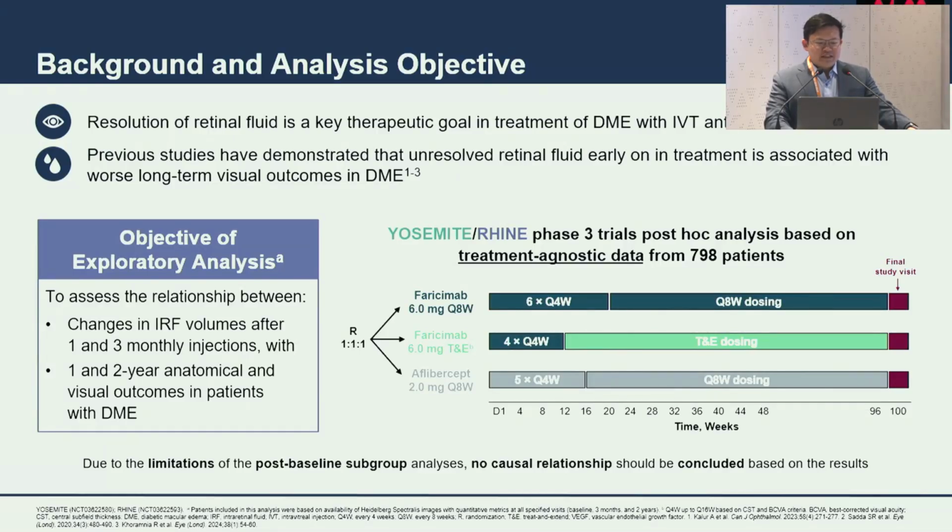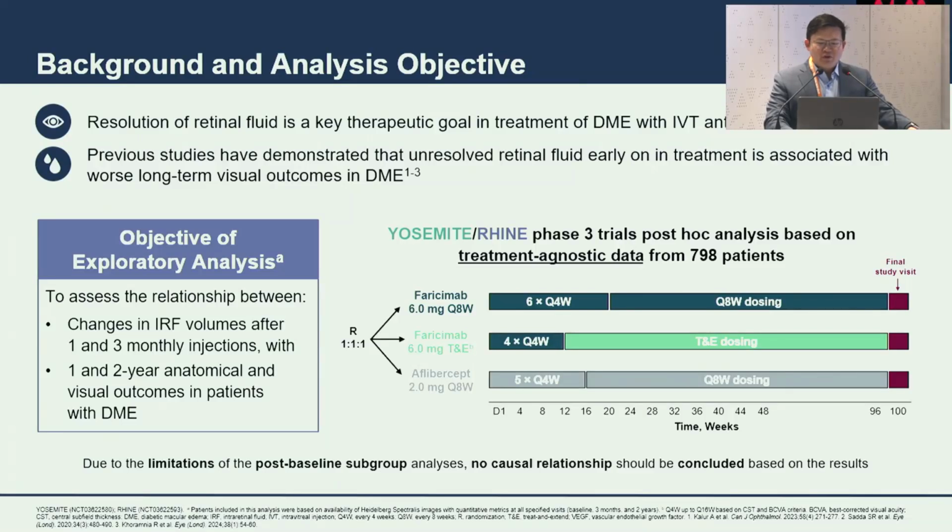The objective of this particular study was to look at the changes in intraretinal fluid volume, a little different biomarker from what has been looked at before, which was often thickness or just IRF or retinal layer thickness. And we look at these changes at 1 and 3 months and see if they associate with anatomical and visual outcomes at 1 and 2 years, respectively.